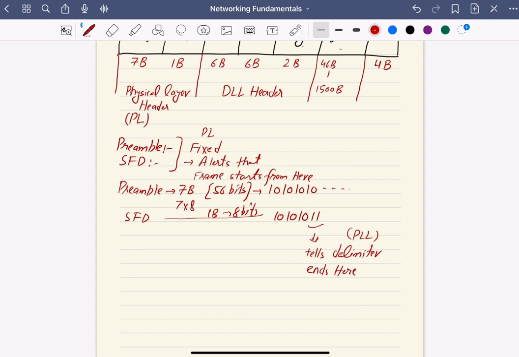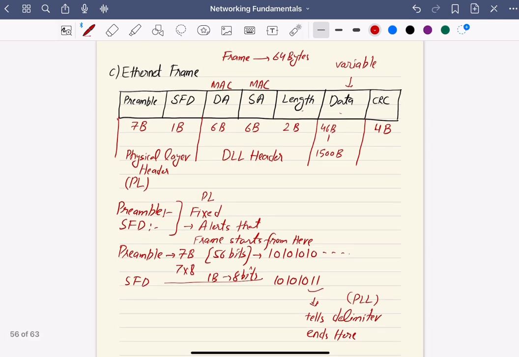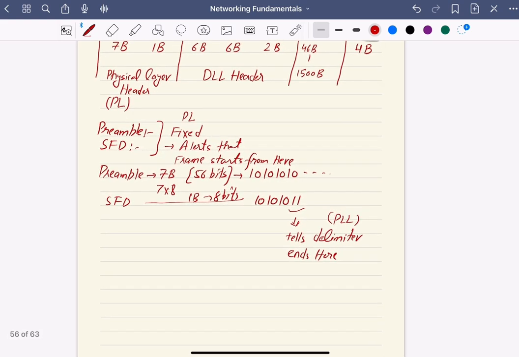And the next, of course, is going to be the DLL header, where we have the source and destination MAC addresses and other stuff. Just to avoid confusion, the destination MAC address is separate from this particular part, which is the PLL header.